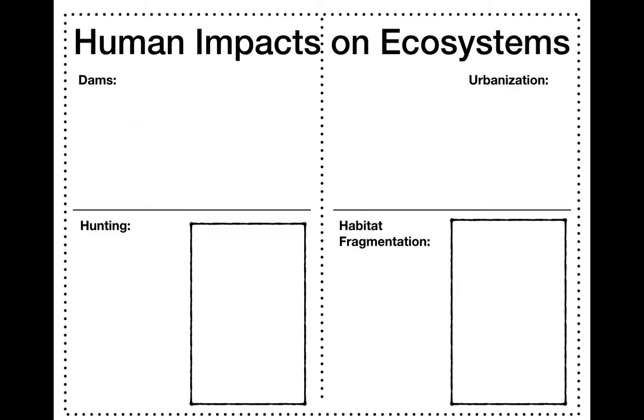Okay, next we're going to look at 4 other impacts. We'll come back to bioaccumulation after, but I wanted these to be on a double-sided page. So, other human impacts on ecosystems, 2-page template. We'll talk about dams, hunting, urbanization, and habitat fragmentation. So again, pause the video, draw your template.